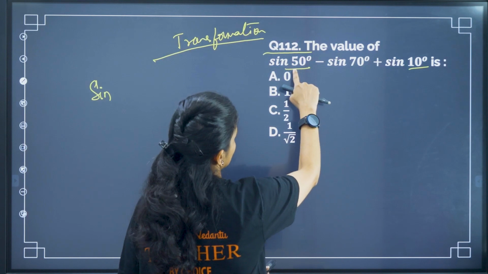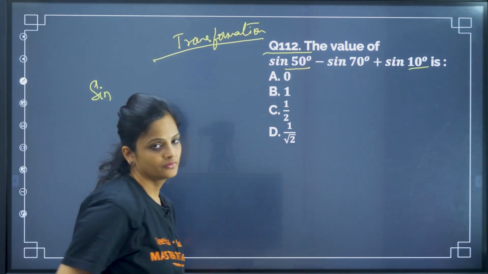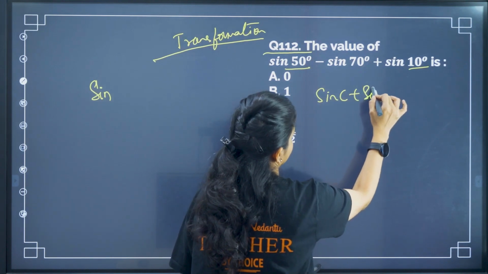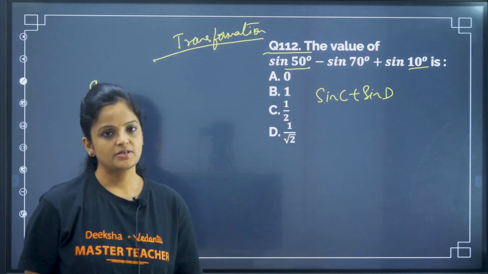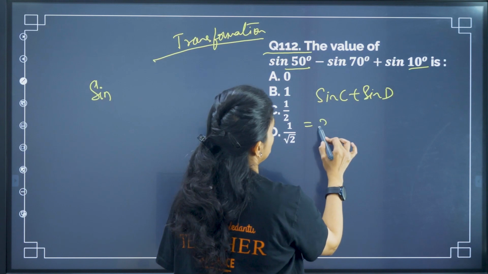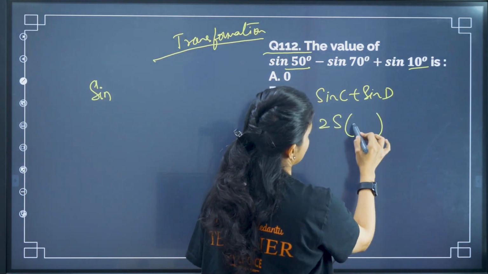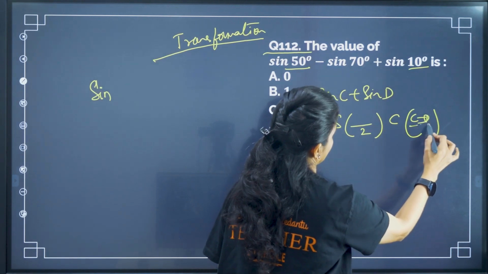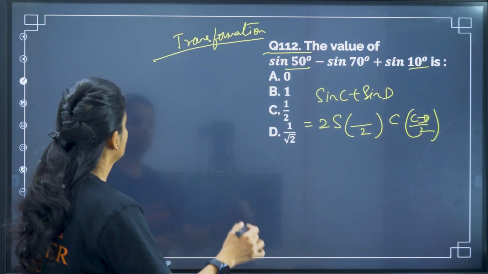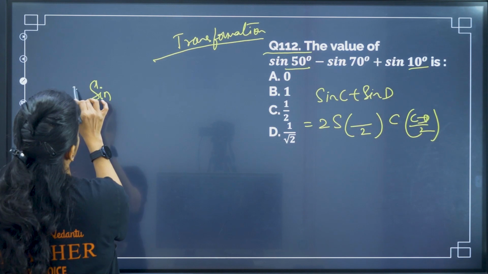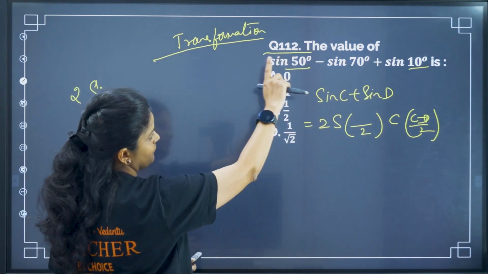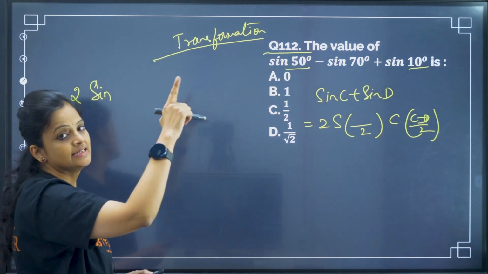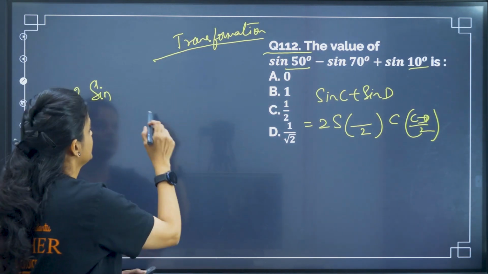My instinct is telling to take these two. So now you should know what is sin C plus sin D. What is sin C plus sin D? 2 times of sin of sum of the angle by 2 and cos of difference of the angle by 2. Right? So 2 times of, leave that 70, first and last we are taking. So 2 times of sin of sum of the angle, 60. 60 by 2 is 30.